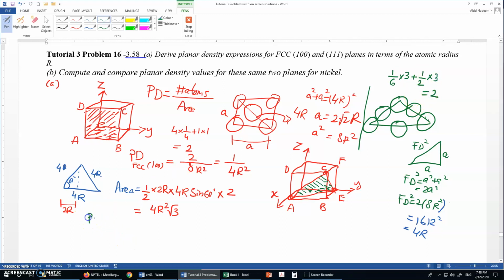So planar density for FCC in the 111 direction is equal to 2 atoms divided by 4r square, that is the area. So 1 over 4r square under root 3. Okay.